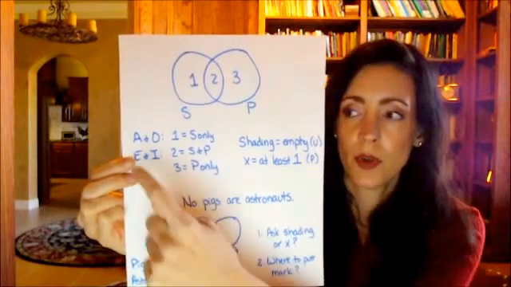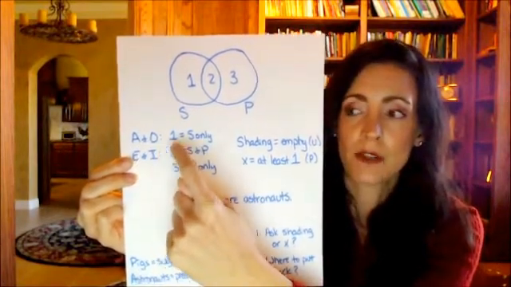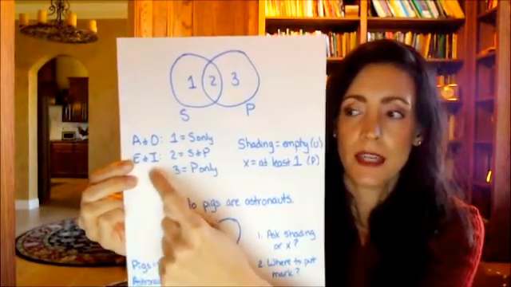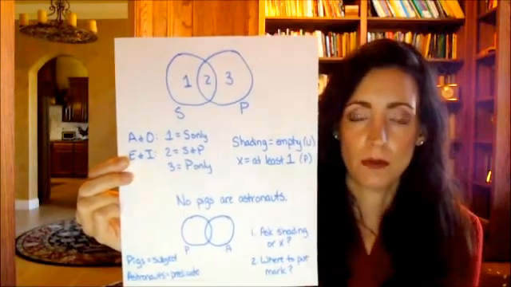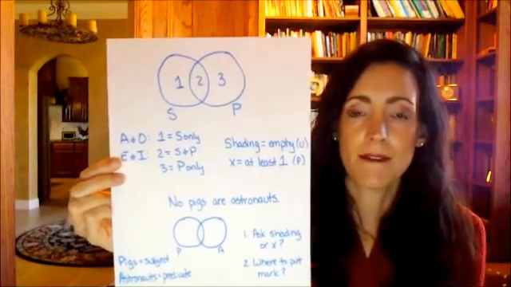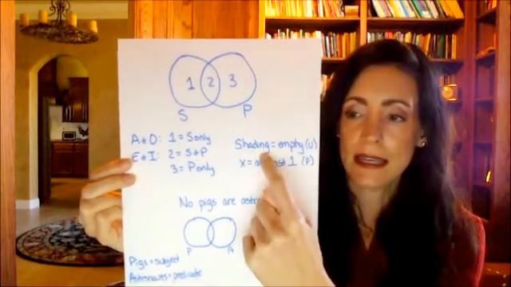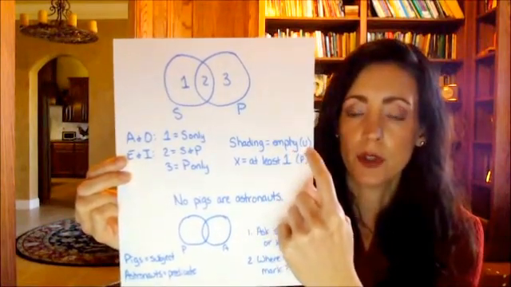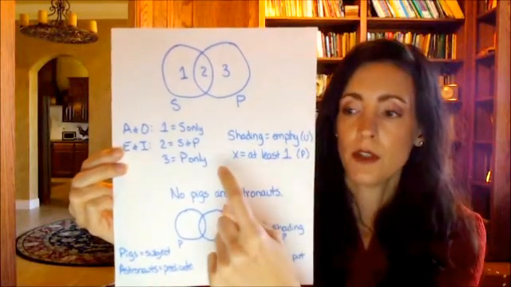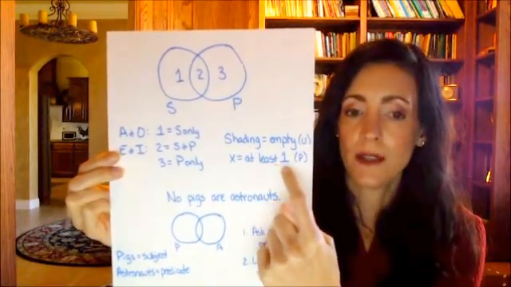So an A and an O, those markings only go in a 1. The E and the I only go in the 2. That never, ever, ever changes. And just remember, shading equals empty. You use that for universal propositions, and X means at least 1, and that's for particular.